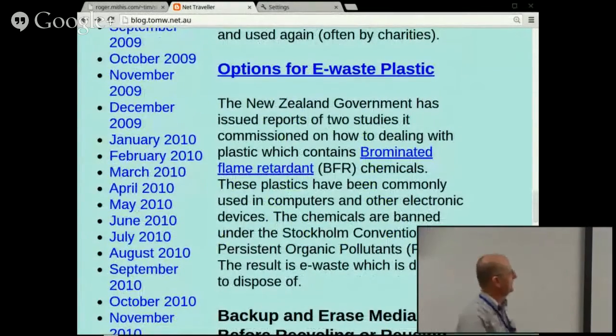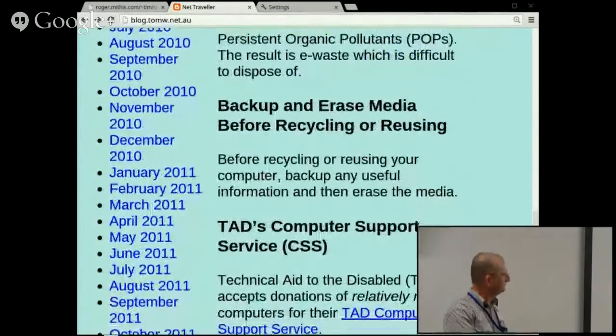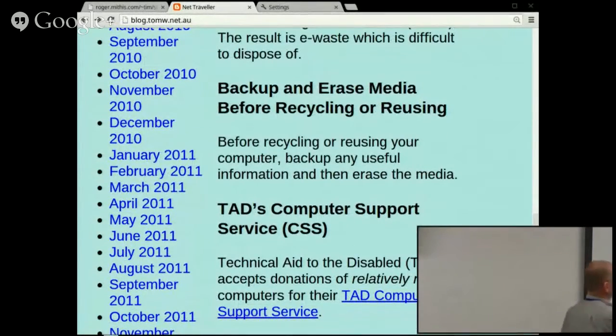There's technical things about e-waste. The New Zealanders have done a lot of work on this. You get a whole lot of plastic. How do you work out which is the old plastic which has nasty chemicals in it, brominated flame retardant chemicals, which needs special treatment, and which isn't? But in general, the industry has sort of worked that out. The bit that the general public hasn't worked out is if you're going to reuse a computer, you better erase it first.